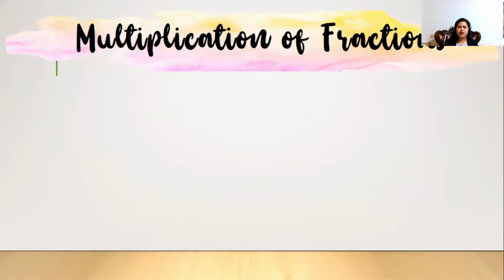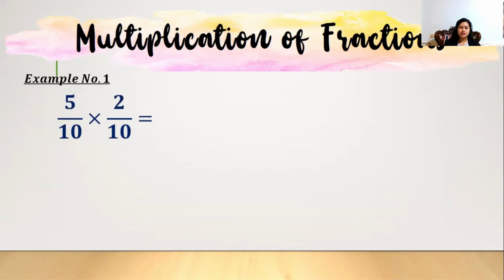Multiplying fractions is much easier compared to adding and subtracting fractions, because you just operate directly on the given fractions. You just multiply the given numerator by the other numerator, as well as the denominator by the other denominator. For this example, we have this one.